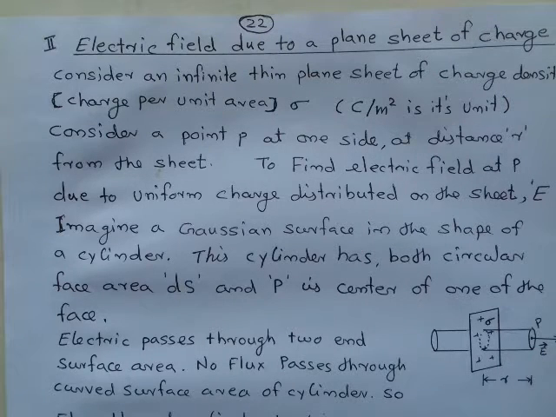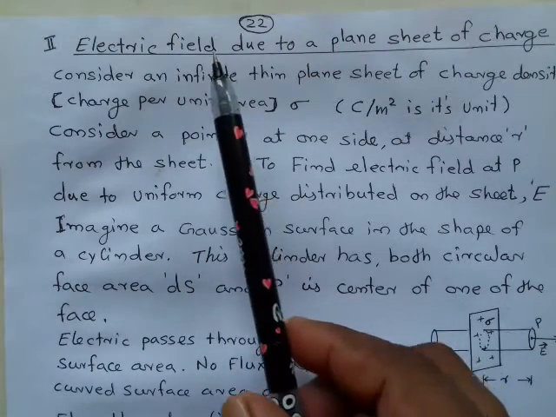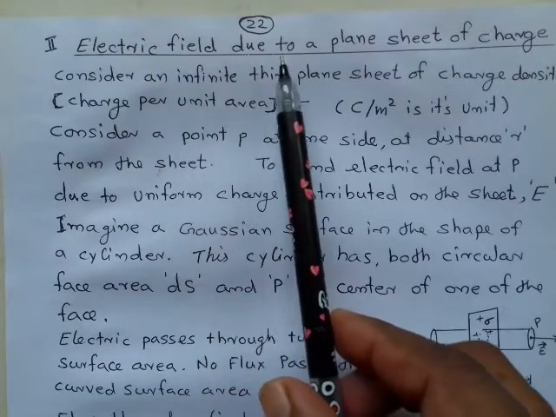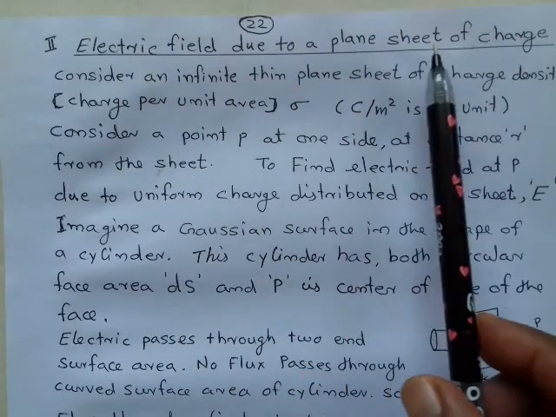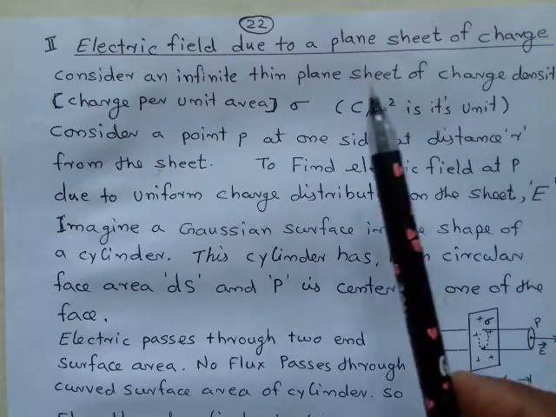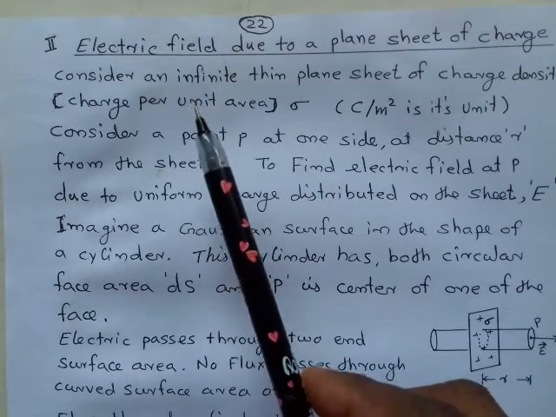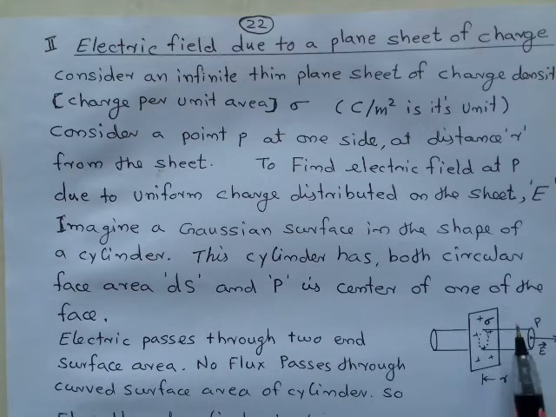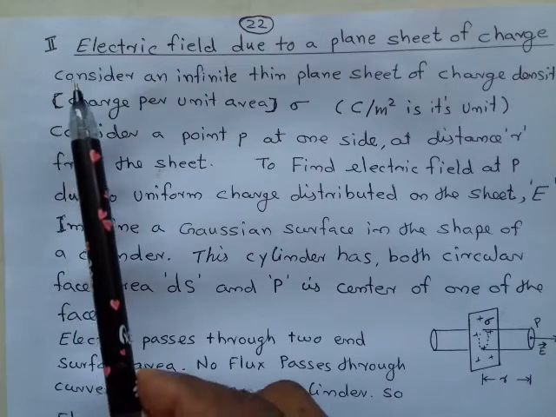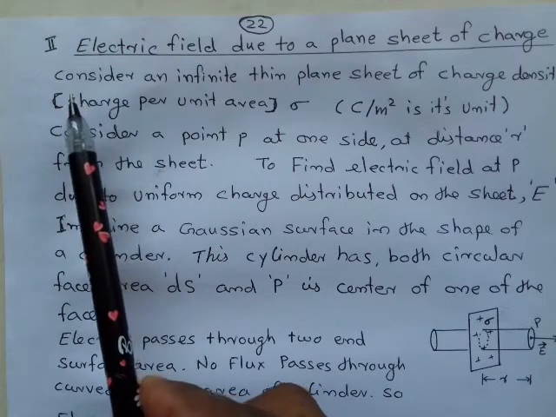Good morning students. Page number 22. Electric field due to a plane sheet of charge. So this is another application of Gauss's theorem to find the electric field at a point P due to charge which is spread on a plane infinite sheet. Okay, so this is an introduction.